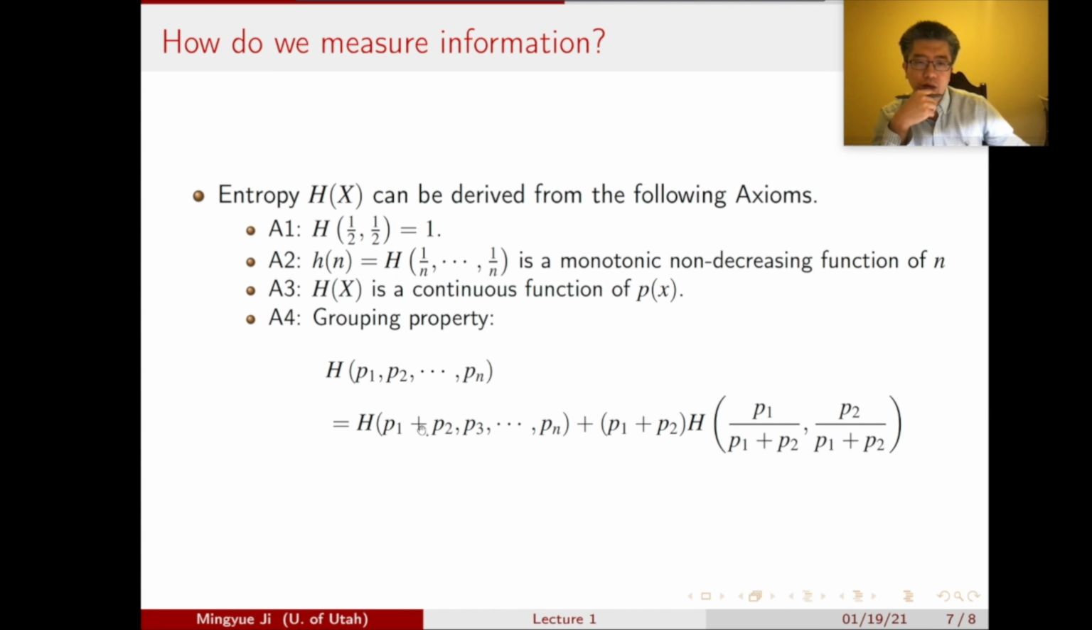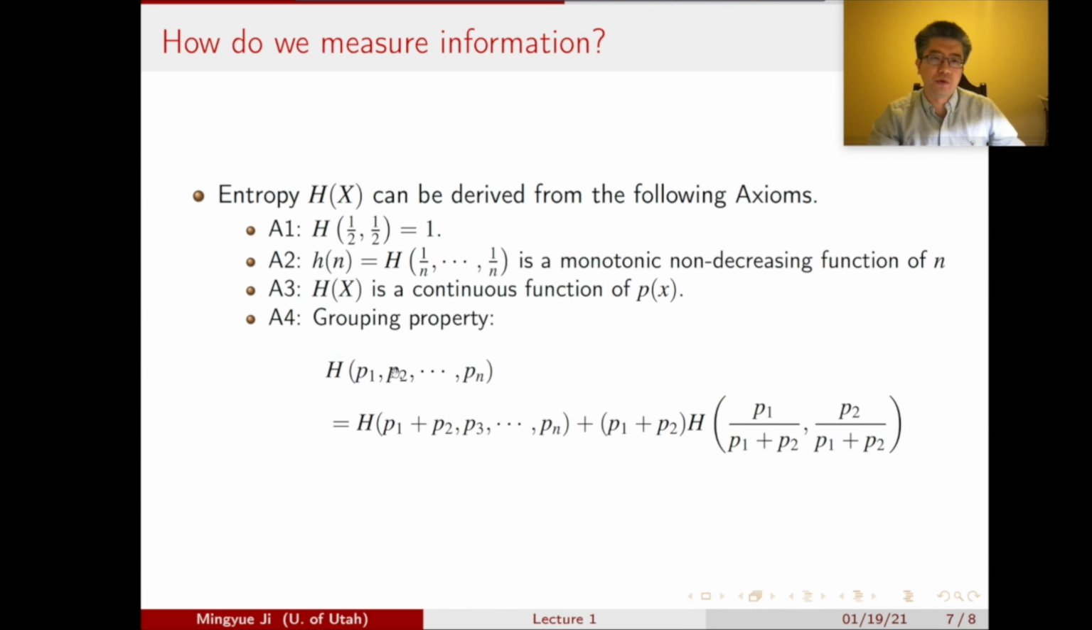If it's in one group, then we're going to see which outcome that is. This two-step understanding of this random event gives it the grouping property. So basically, this is the entropy after the grouping, and then we need to add the uncertainty of the outcomes within each group, and that will happen with this probability. This is kind of intuitive, but that's the axiom.